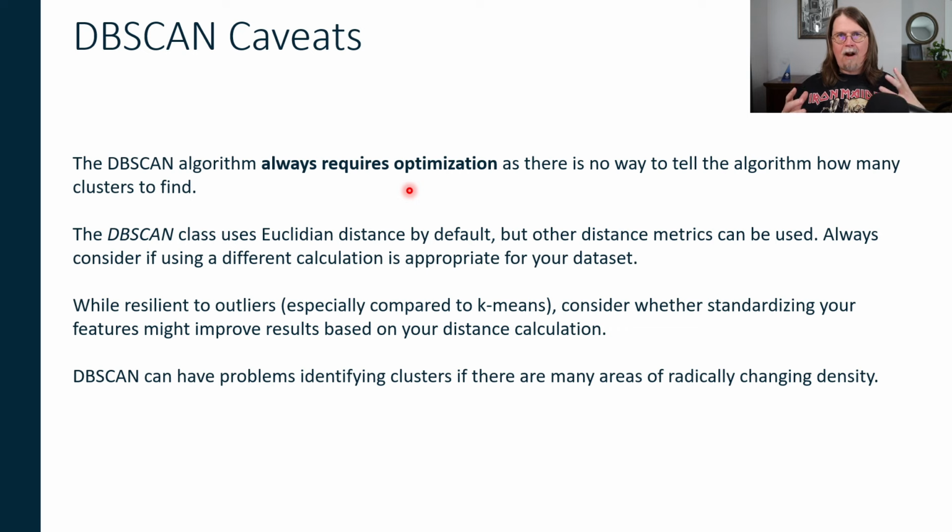So think about whether or not you need to do that based on your distance calculation. DBSCAN can have problems when there are many radical areas of changing density, right? If it's high density, low density, high density, low density, and so on, it's really hard for the DBSCAN algorithm to figure that out. And you'd ask, Dave, how do I know if my data has that? You don't, unfortunately. If you have lots of columns and lots of rows, it's impossible to figure that out totally on your own. Don't worry about that so much.